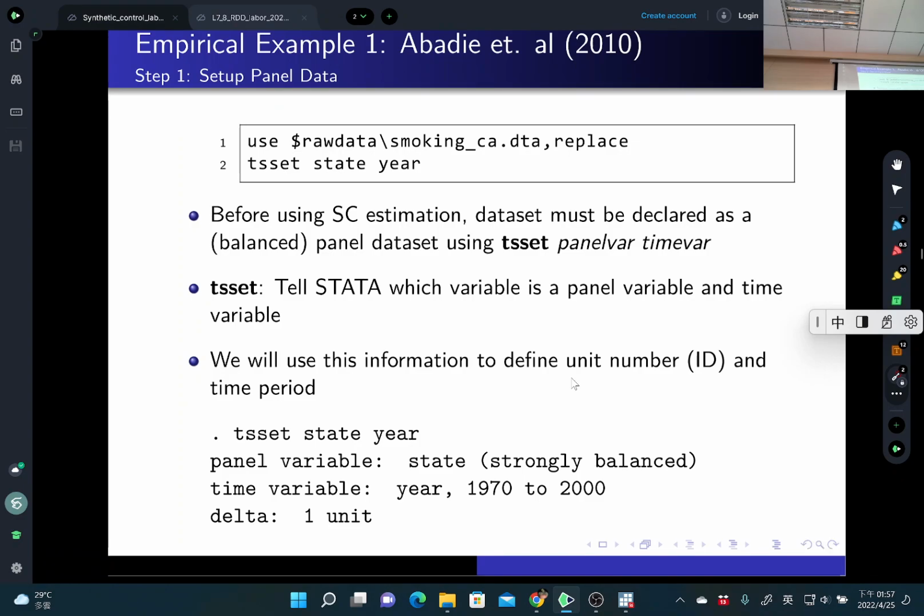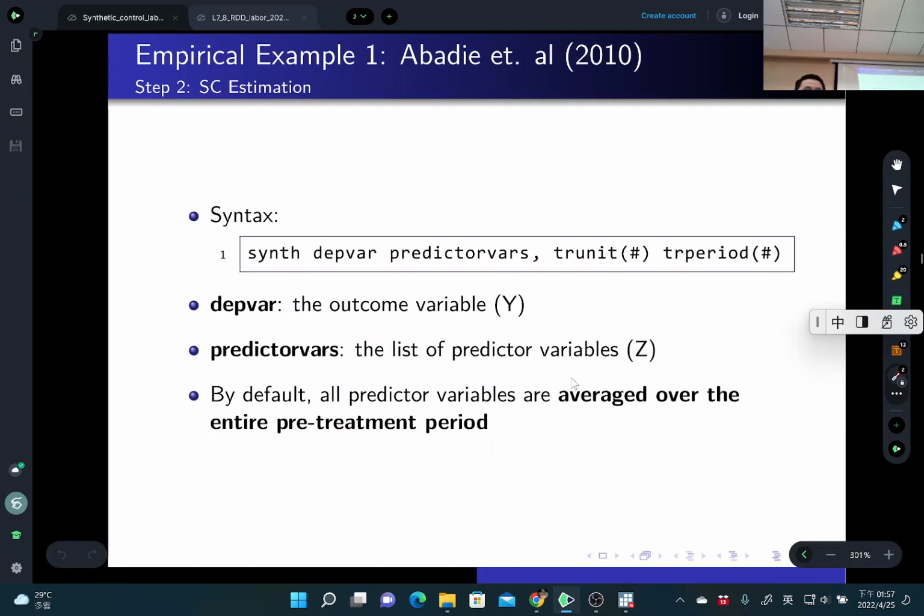But basically, before using this package, you need to declare which is the panel variable and which is the time variable. That's the first step, set up the panel data. And then you can do synthetic control estimation.